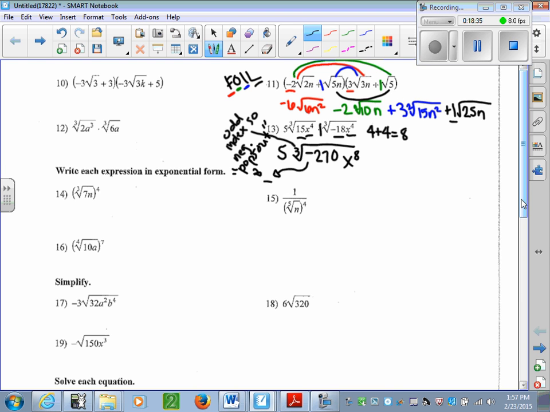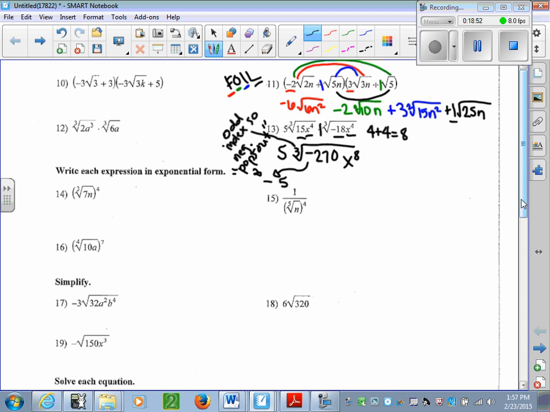Okay, negative just pops out. All right, odd index. That's an O. Okay. But I need to keep simplifying. I already have a 5 out front. And then this 270. Cube root of 270. Well, it's a little trickier.